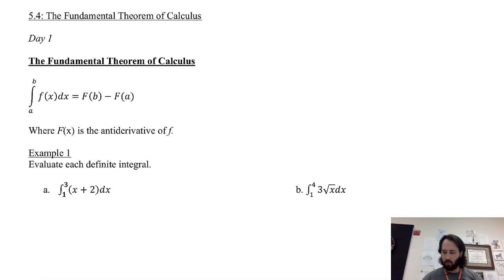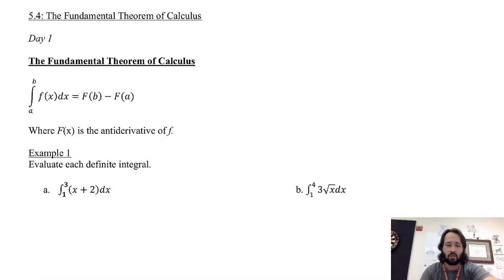Welcome to 5-4. Here's where we can actually start doing integrals without having to come up with geometric stuff, without having to use the left and right rectangular approximation methods, which is also called the Riemann sums. So this is where we get to have some more fun.